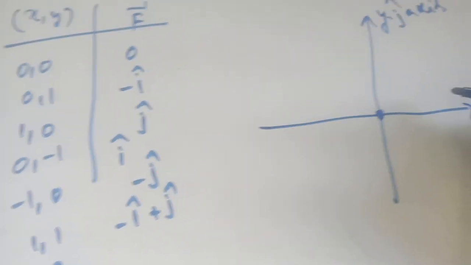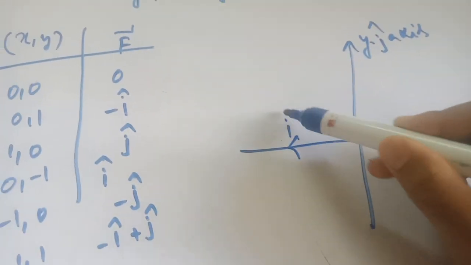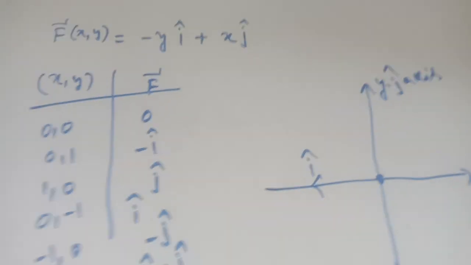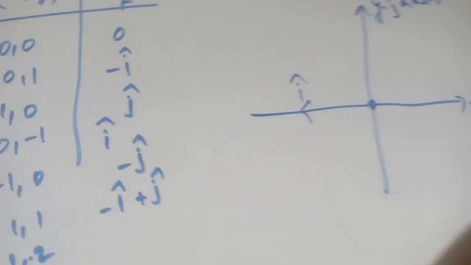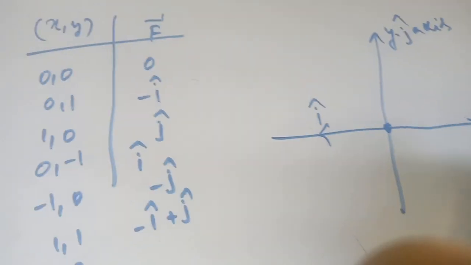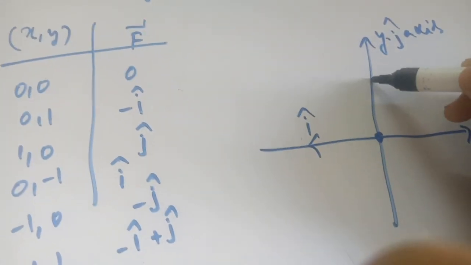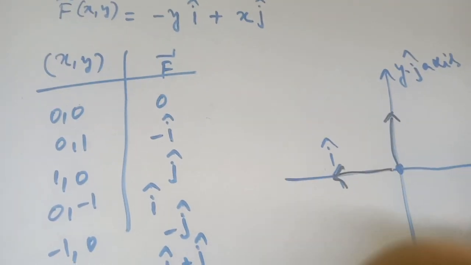Here at 0, 1 the value is minus i cap. If it is i cap, the minus i cap will be in the opposite direction. This is minus i cap. In order to differentiate, I will use another color. Now if I put 1, 0, it is j cap. j cap is along the y-axis, so it is something like this. This is j cap, and this is minus i cap.